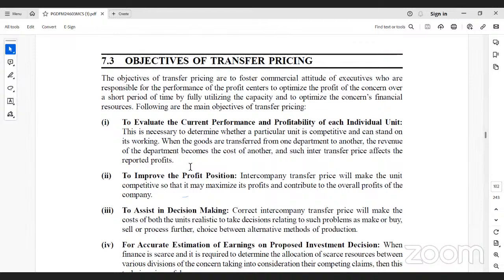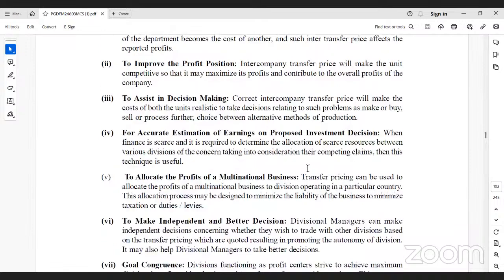Now the firm has to evaluate the profitability of each store. What is the profit of this Starbucks store, right? And it also uses that to improve the profit position. The transfer pricing will help to make a unit competitive so that it will maximize its profit and contribute to the overall profit of the company, and assist the decision-making process.